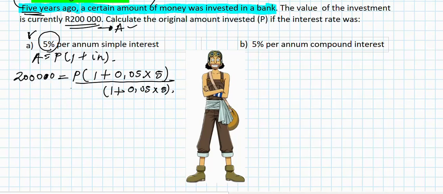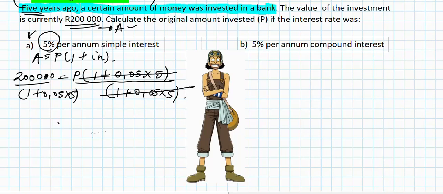Oh wait, what is it doing? Okay, you also divide this side by 1 plus 0,05 times 5. Actually guys, this thing keeps on erasing. 0,05 times 5, that way. So this bracket now will eliminate this bracket right there, right? Which means I'll be left with P on the left hand side, and on the right hand side I have 200,000 all over 1 plus 0,05 times 5, that way.